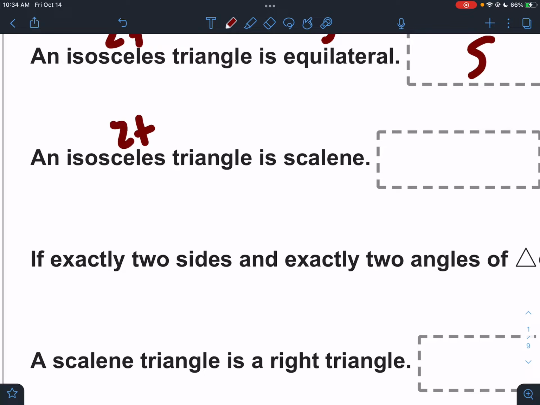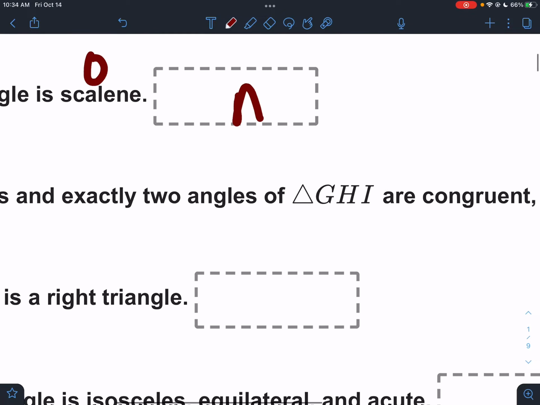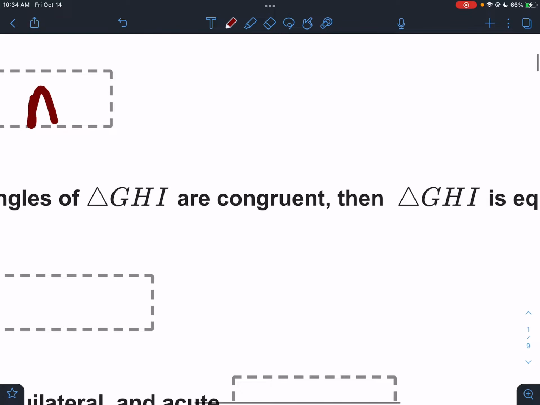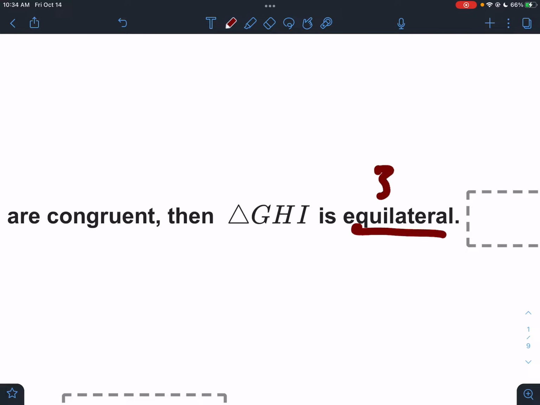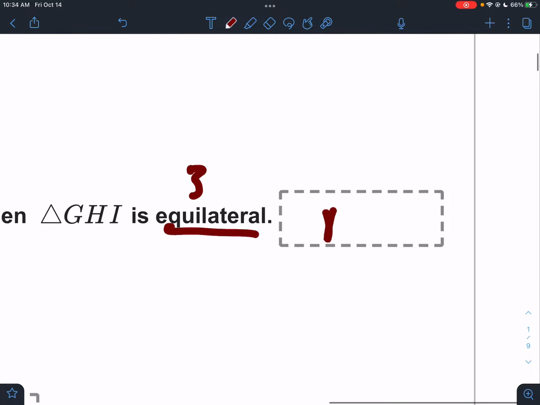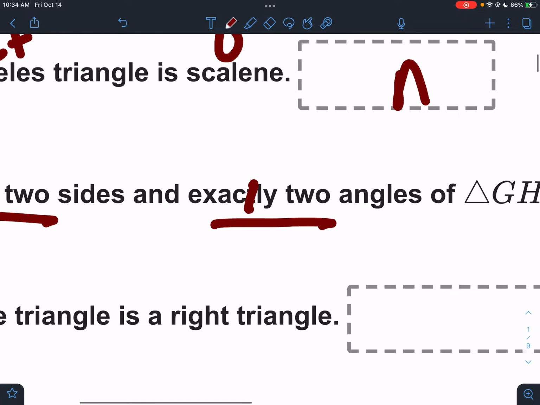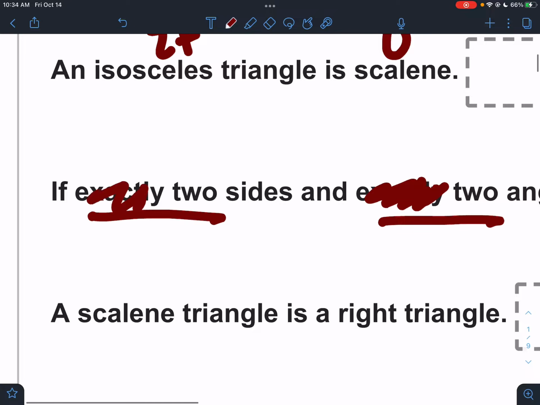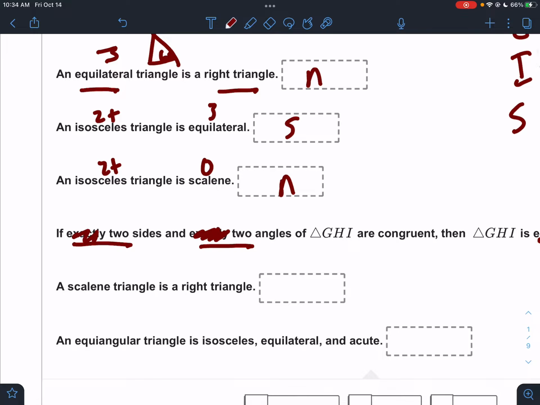2 plus isosceles is scalene 0. Does 2 plus ever mean 0? No, never. Exactly 2, and 3. Is exactly 2 ever 3? No, never. Now, if I took this word out, if I just said 2 sides and 2 angles, if I deleted the word exactly, now it's sometimes. But the word exactly means it is 2, not 2 plus, it's 2.